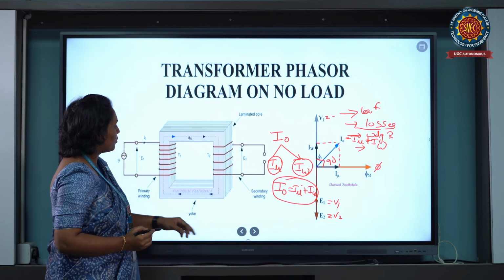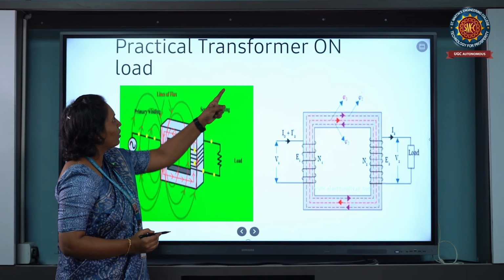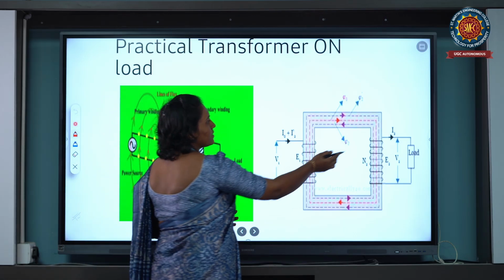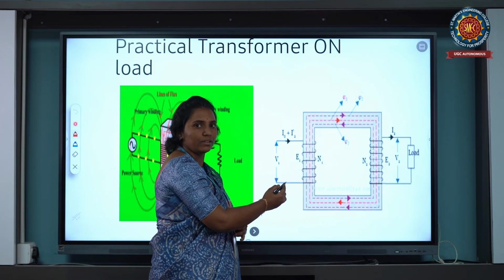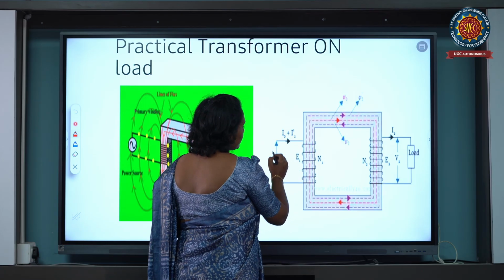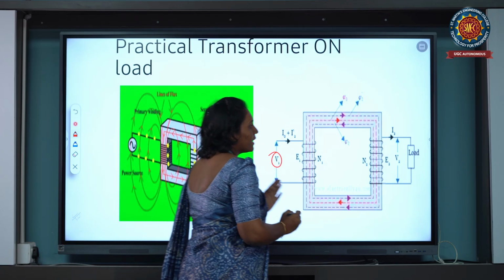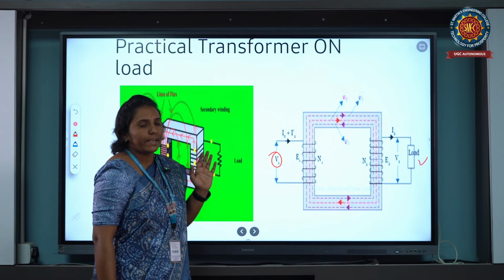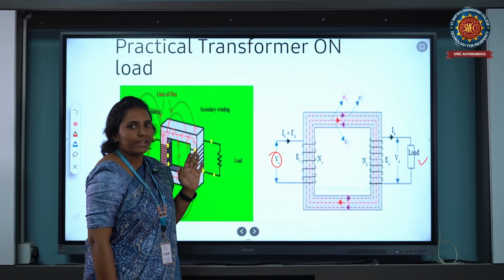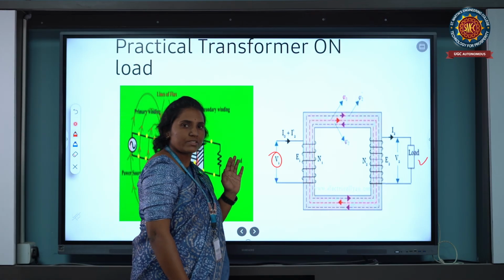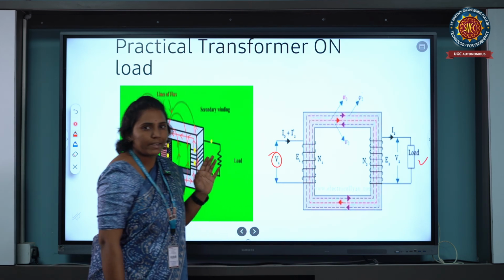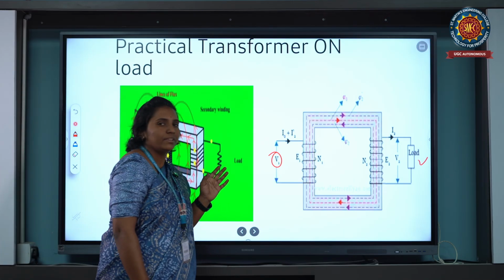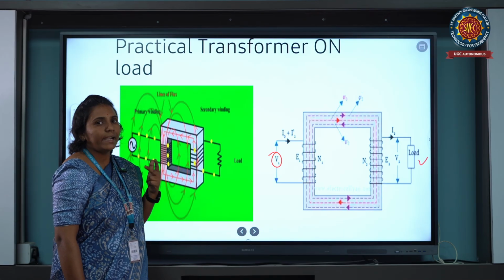Next we'll discuss the practical transformer at on-load condition. This is the schematic diagram of the practical transformer at on-load condition. Here on the primary side we connect the supply voltage, and on the secondary side we connect the load. This practical transformer can supply a resistive, inductive or capacitive load. The transformer itself is purely reactive in nature.